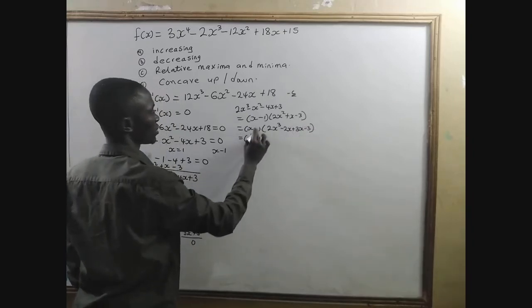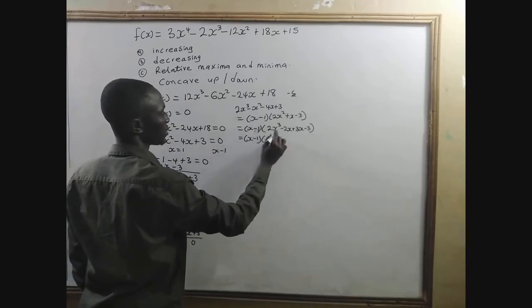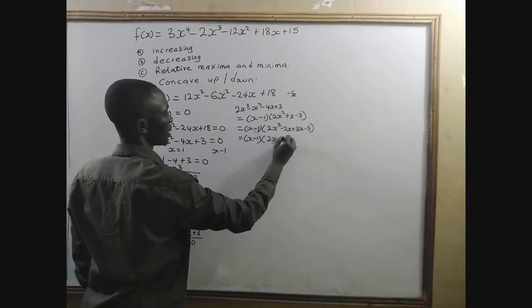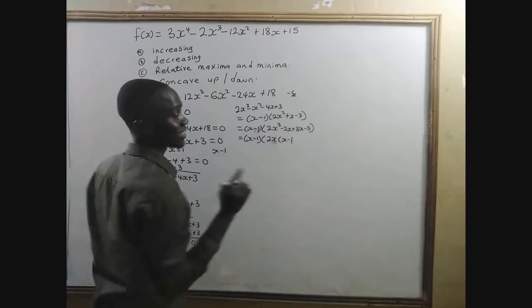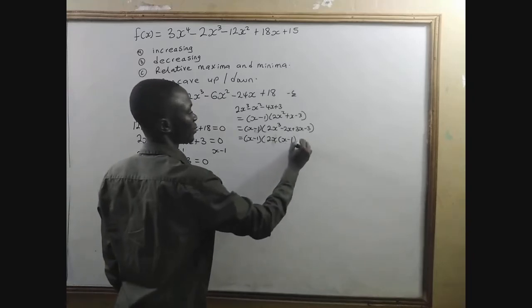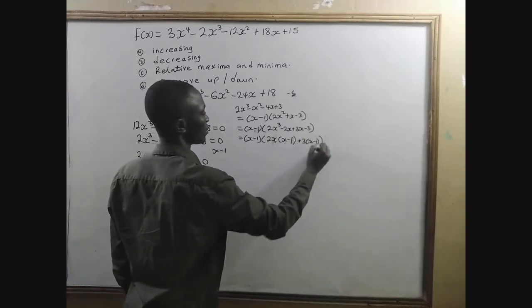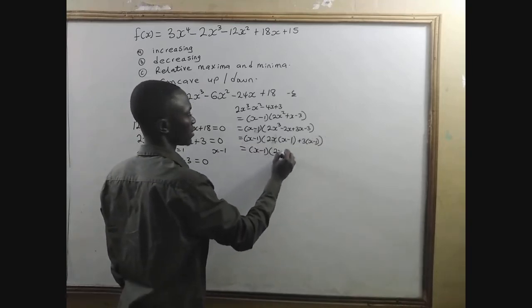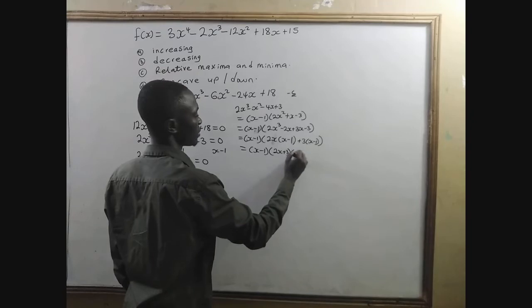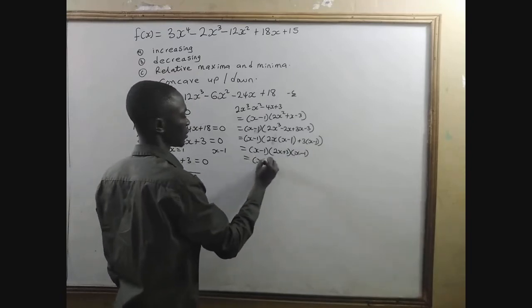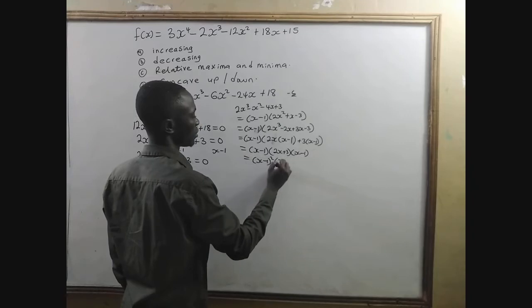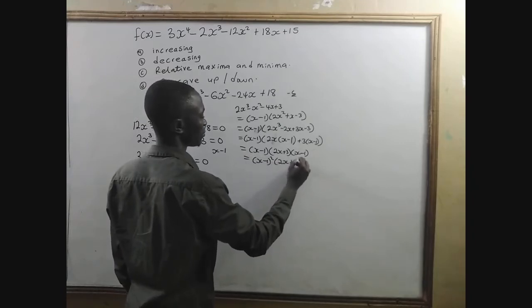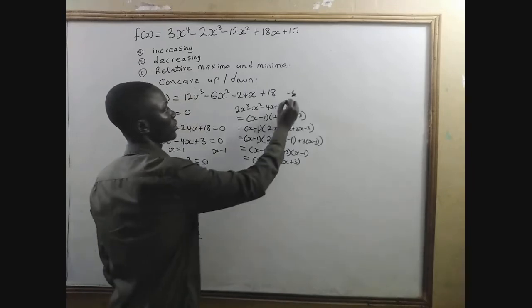You have x minus 1 times 2, 2x bracket x minus 1, plus 3 into bracket x minus 1. And we will have x minus 1 times 2x plus 3 times x minus 1. So we're going to have x minus 1 squared times 2x plus 3 equal to 0.